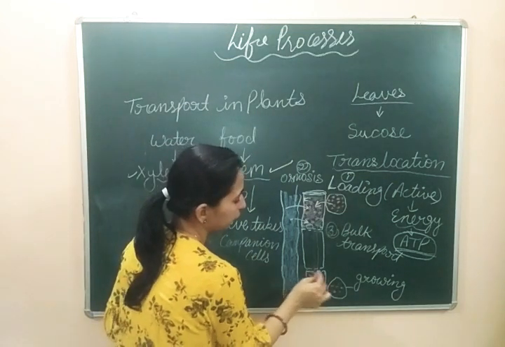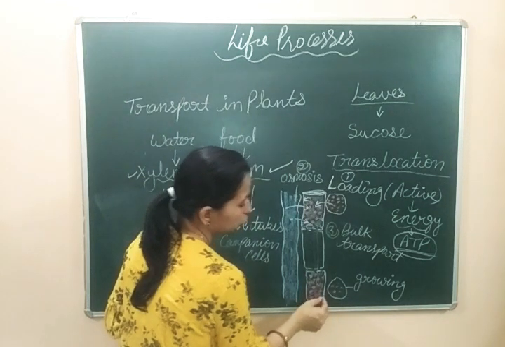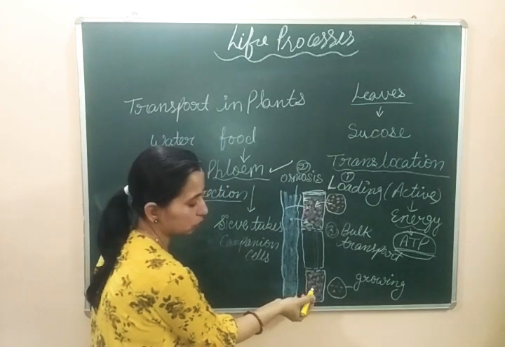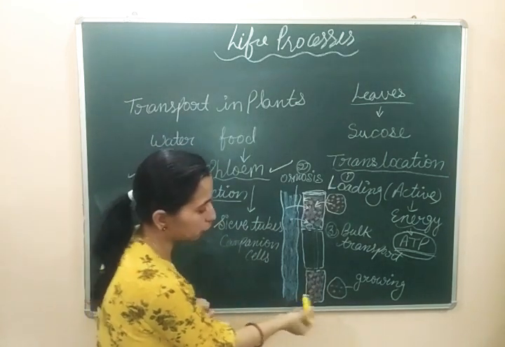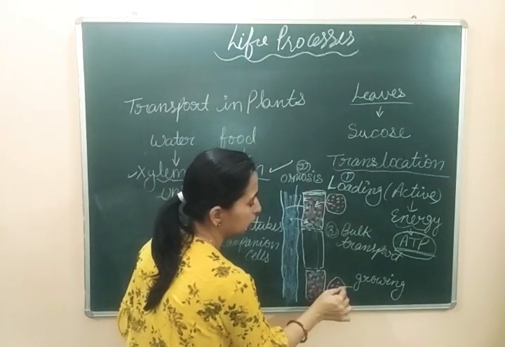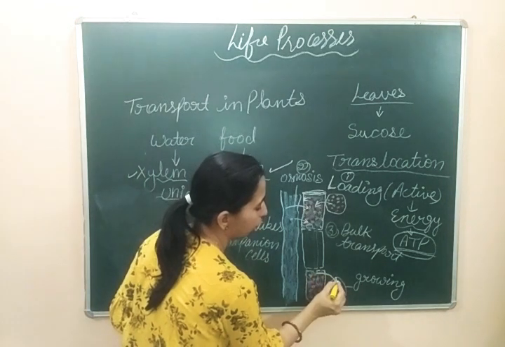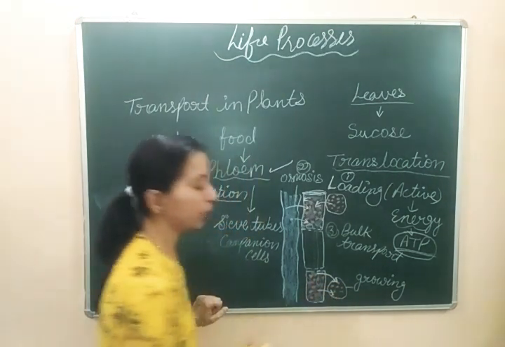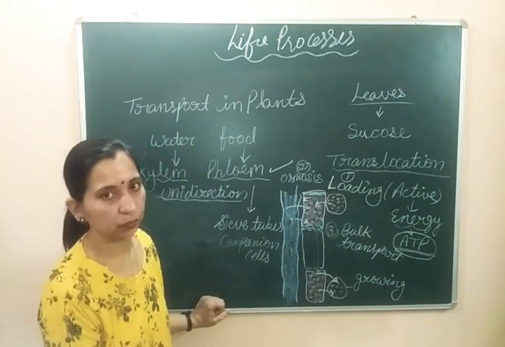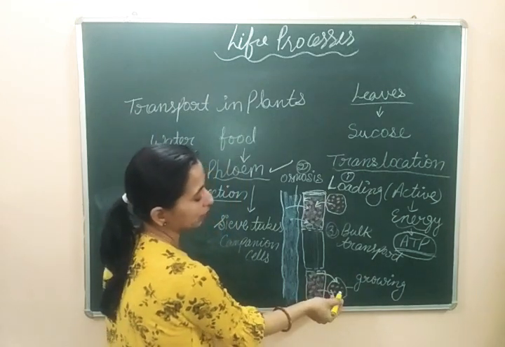And when they will reach here, जब यहाँ पहुंचेंगे, due to the bulk transport, the sugar substances, due to their concentration difference, here the sugar substances are present in high concentration, and here sugar substances are present in low concentration. So finally, the sugar substances or food material will go out in these cells due to their concentration difference. This process is known as unloading. कि यहाँ से अब sugar जो होगा इस cell से इस cell को पहुंच जाएगा.